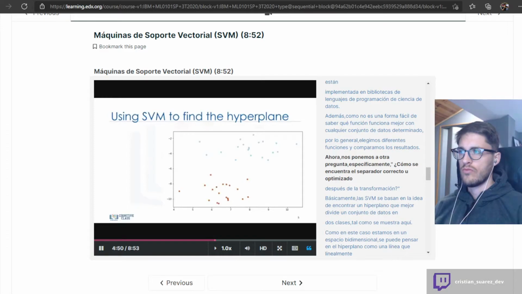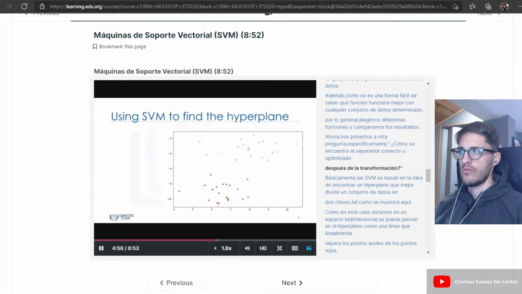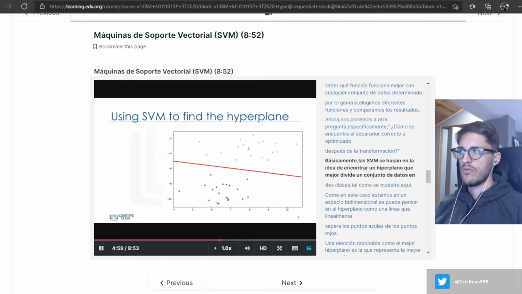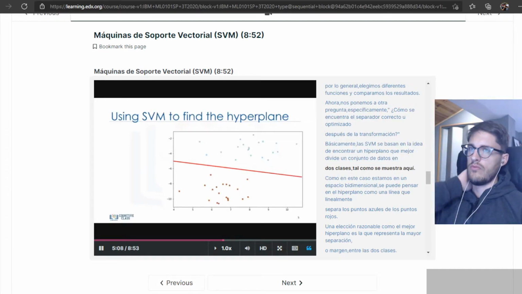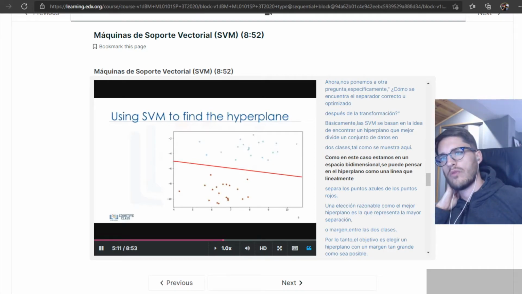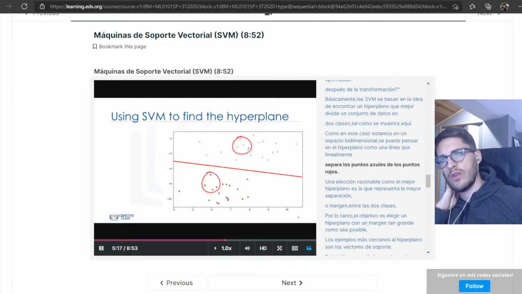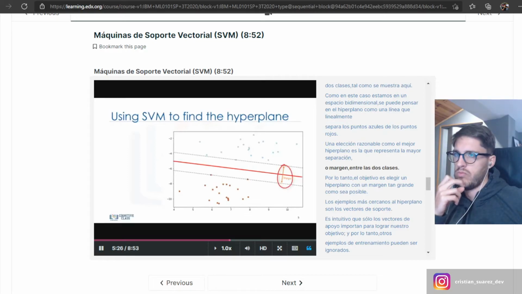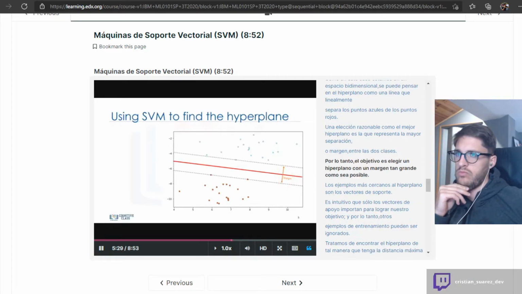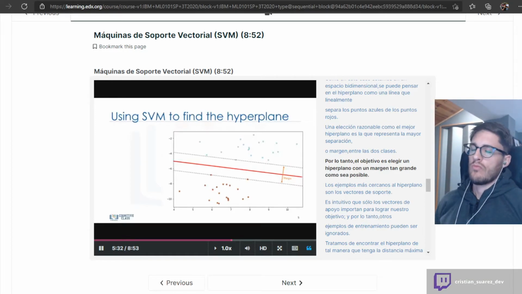Now we get to another question. Specifically, how do we find the right or optimized separator after transformation? Basically, SVMs are based on the idea of finding a hyperplane that best divides a data set into two classes, as shown here. As we're in a two-dimensional space, you can think of the hyperplane as a line that linearly separates the blue points from the red points. One reasonable choice as the best hyperplane is the one that represents the largest separation, or margin, between the two classes. So, the goal is to choose a hyperplane with as big a margin as possible.